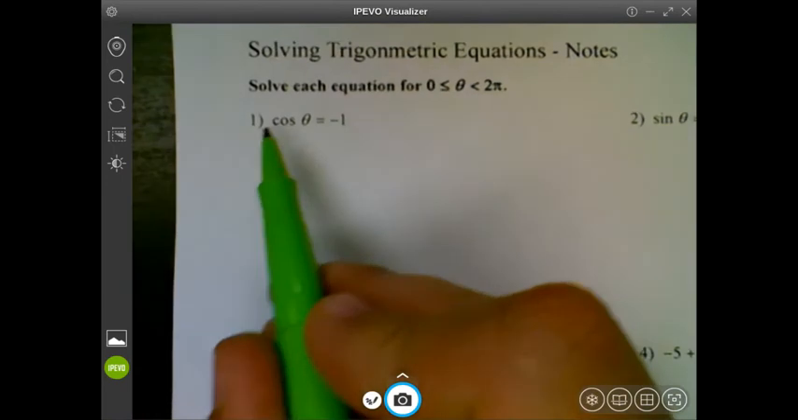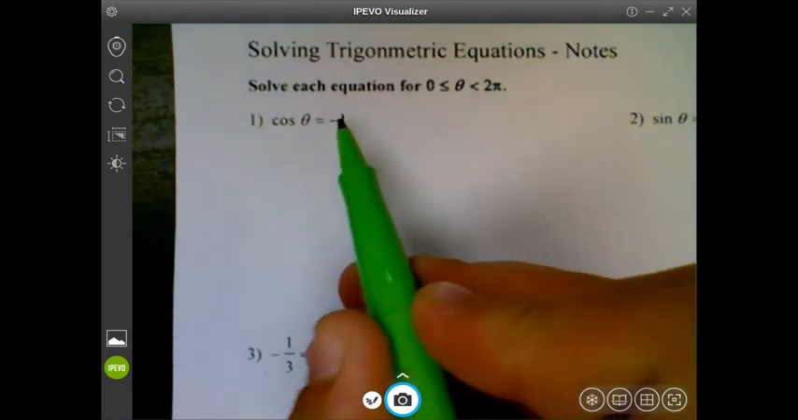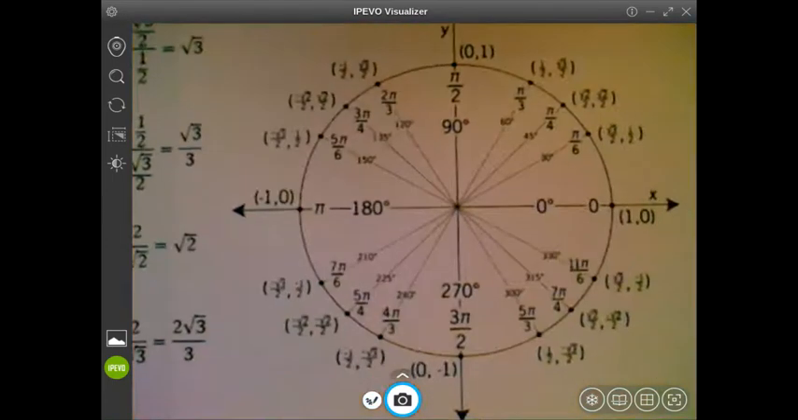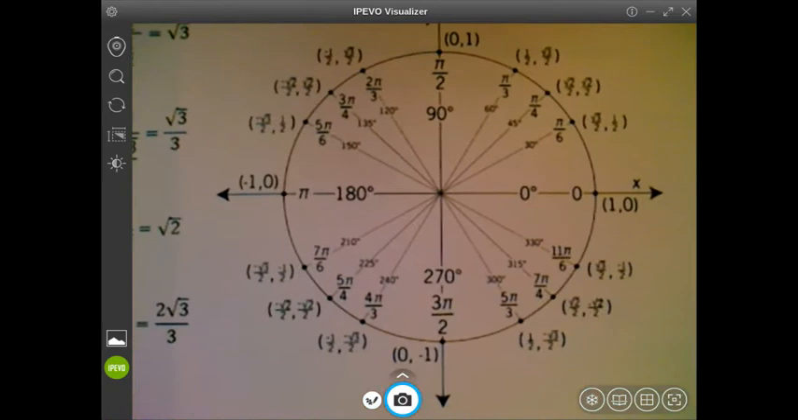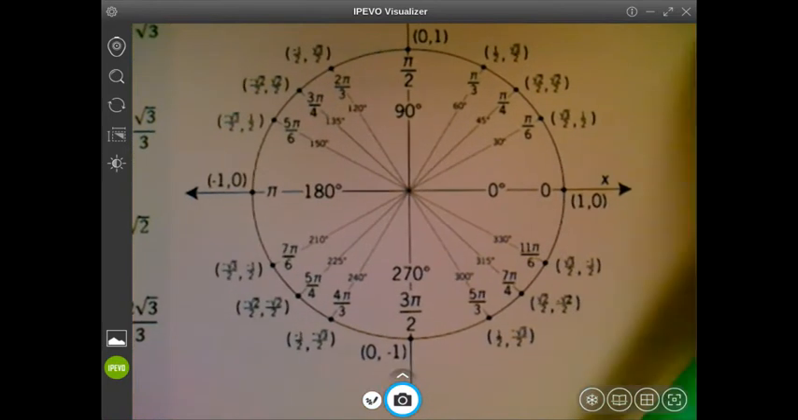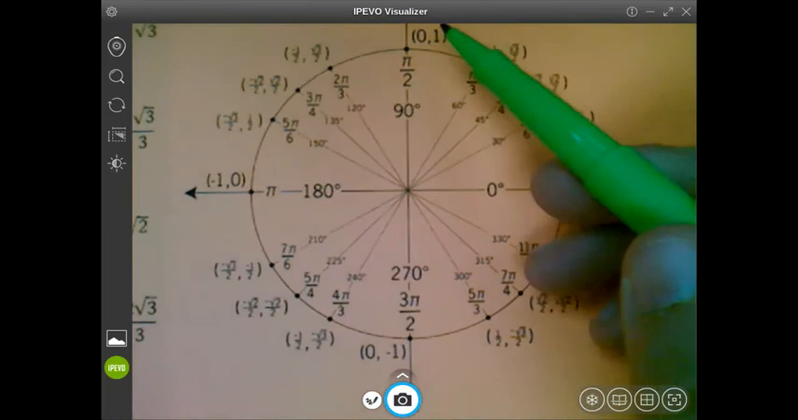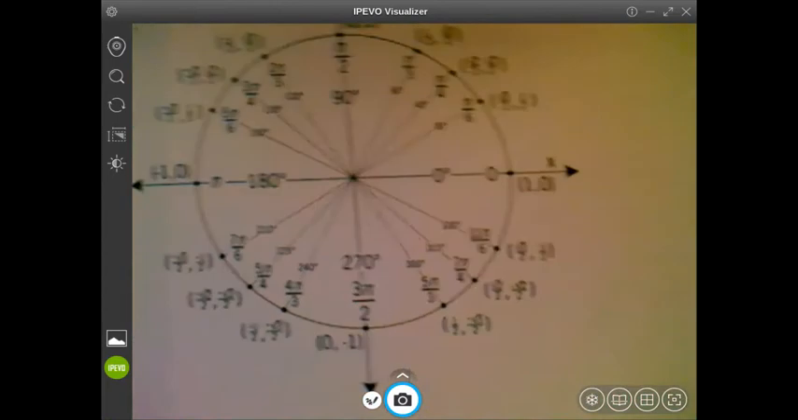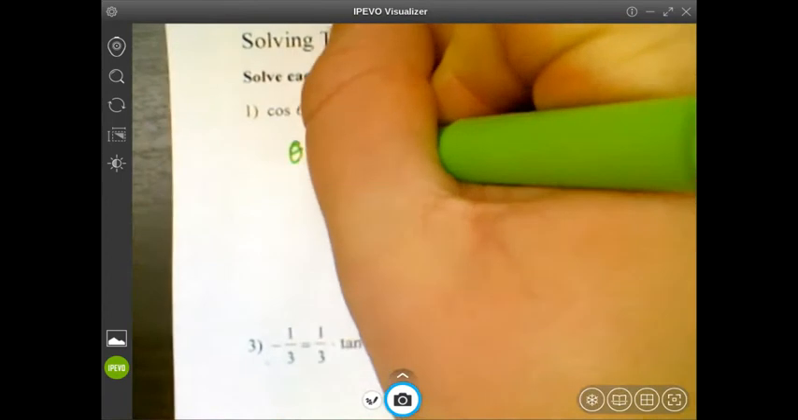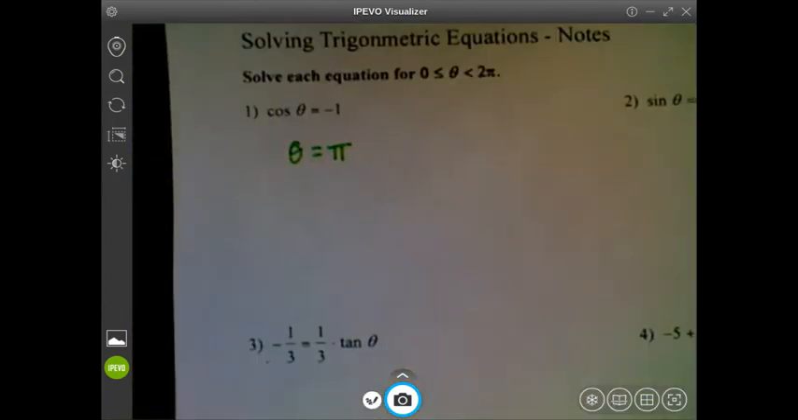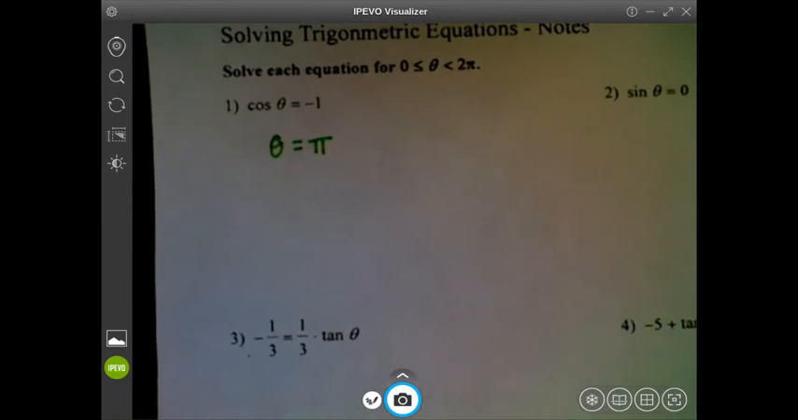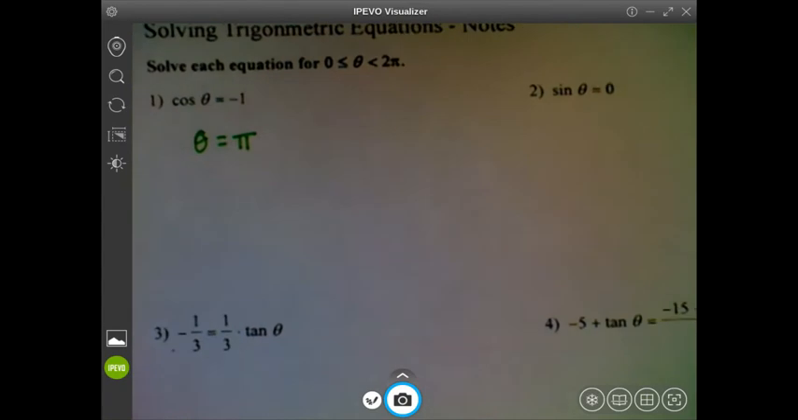So the first question is saying, hey, cosine of theta, where does that equal -1? And so if you look at your unit circle, so grab your orange sheets and look at your unit circle. Remember, cosine is the x-coordinate. And if you look at all the x-coordinates, there's only one place where the x-coordinate is -1, and that is at pi. And so the solution to this equation is that the theta, the angle, has to be equal to pi. And that's it. They get a little bit harder, but that's kind of the main idea here.